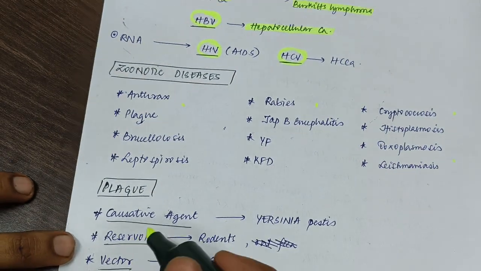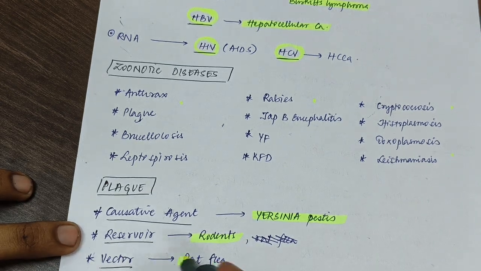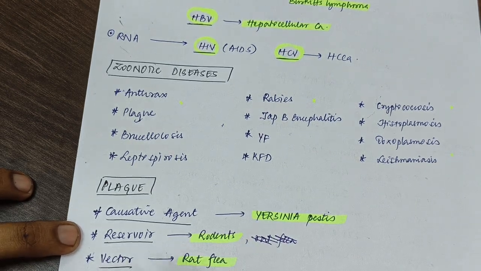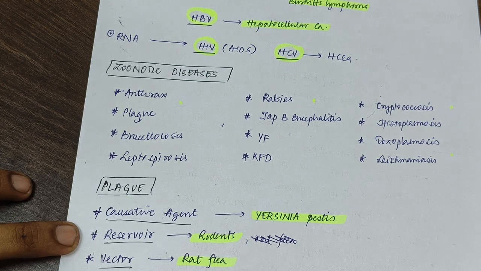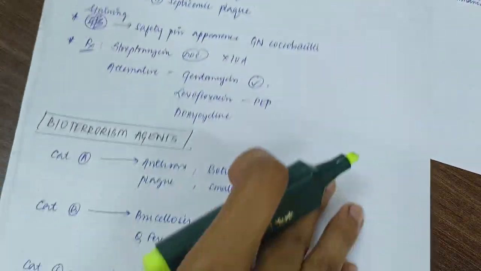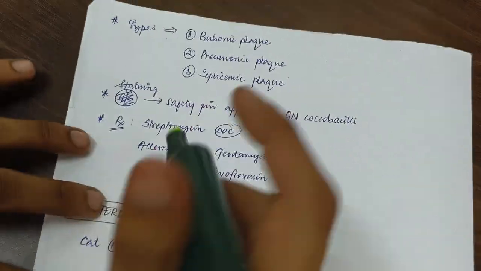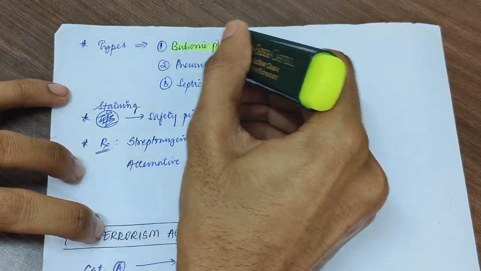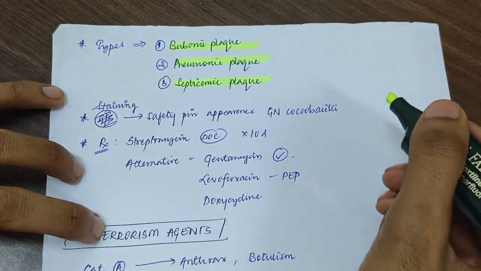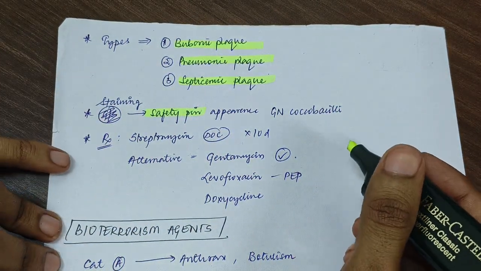Coming to plague, the causative agent is Yersinia pestis, reservoir is rodents, vector is rat flea. Mode of transmission is basically the bite of this rat flea. Then inhalation via droplet nuclei. Types of plague are bubonic plague, pneumonic plague, and septicemic plague. Remember the safety pin appearance, gram negative coccobacilli.